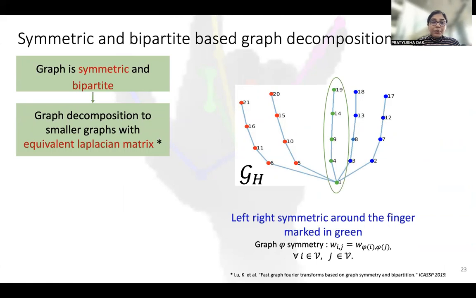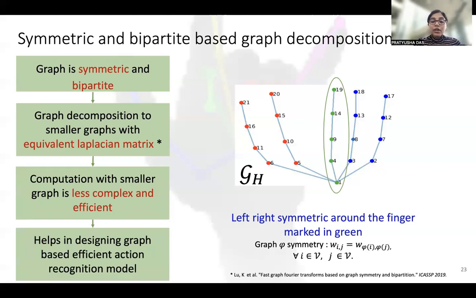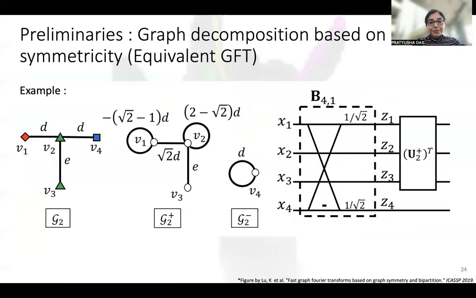So Lu and Ortega propose that if a graph has interesting properties, like it is bipartite in nature or tree structured, we can decompose it into smaller subgraphs with an equivalent Laplacian matrix. And computation with these smaller subgraphs will be less complex and more efficient. And we are exploiting that idea to extract better representation from the data in our hand activity recognition.